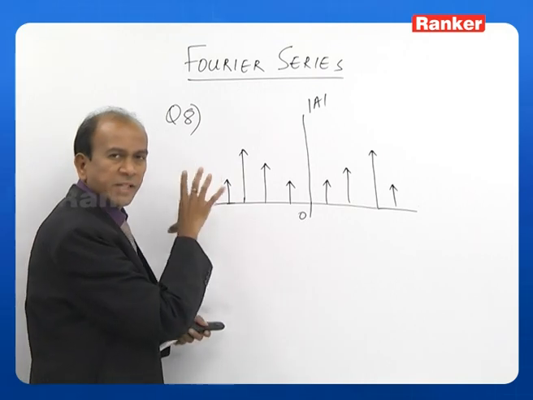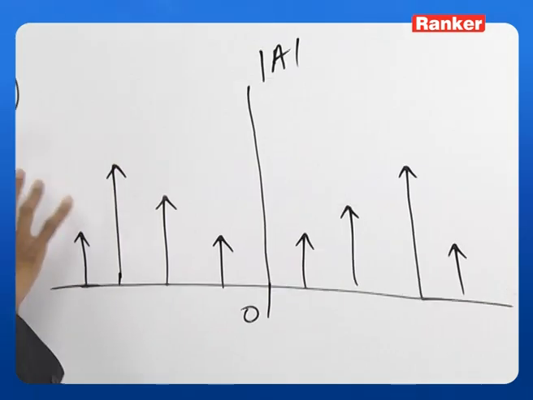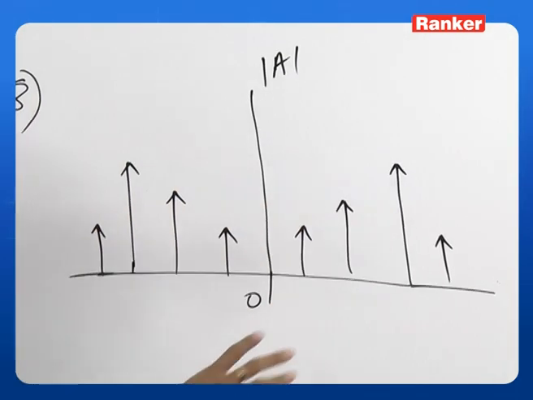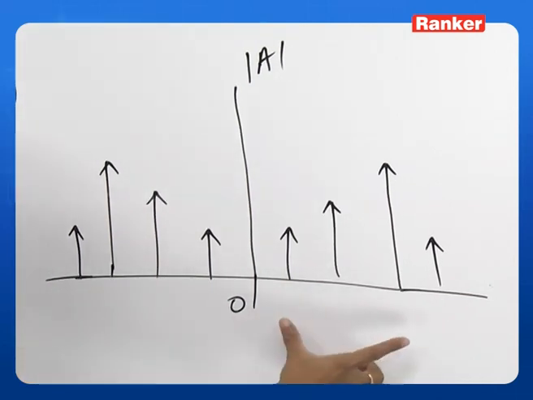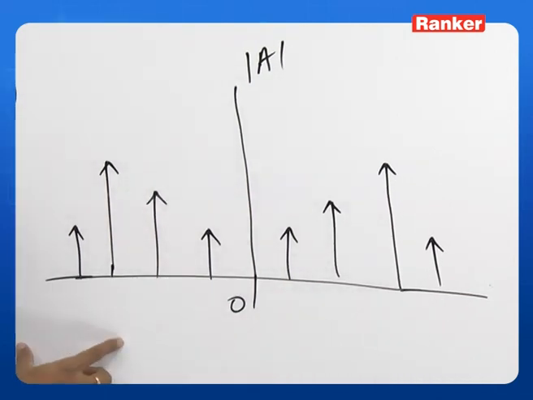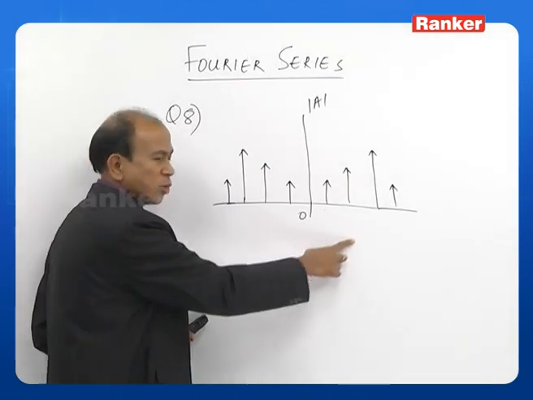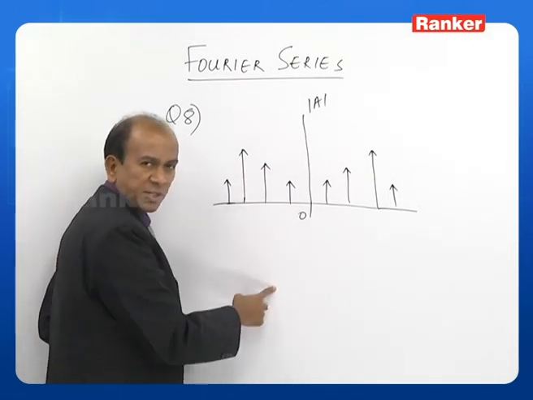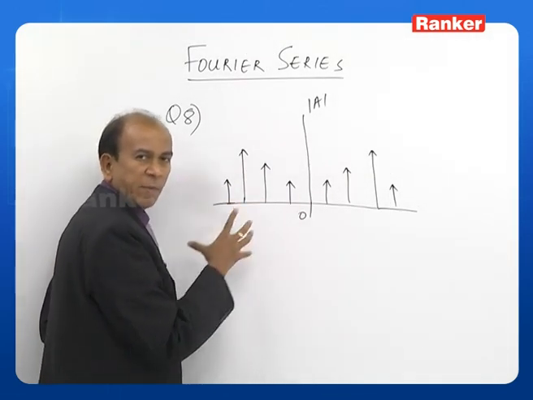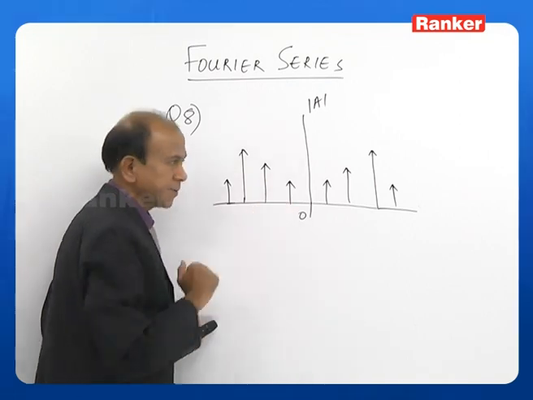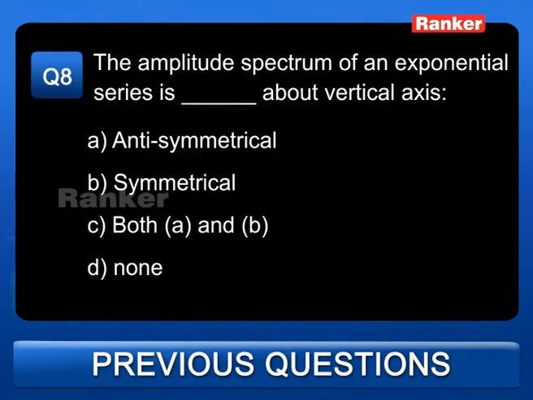This is the amplitude spectrum of any exponential series. If you look at this, the right hand side and the left hand side are both mirror images. So the answer is symmetrical. This is the spectrum which will always be present in an exponential Fourier series. Okay, so let's see what is the answer. The answer is it is symmetrical.